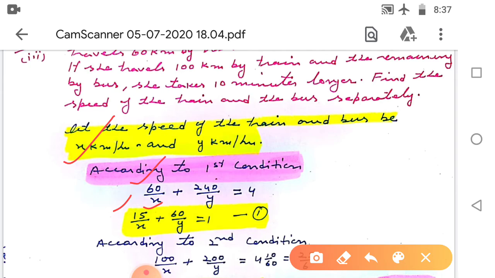Then total distance was 300 km. So what is remaining here? 240 km. So 240 km by bus. So 240 divided by y gives you the time. So this is the time taken by train and this is through bus. A total time 4 hours. Clear? So in front of you we have 60 upon x plus 240 upon y is equal to 4, and it becomes 15 upon x plus 60 upon y is equal to 1. This is according to first condition.